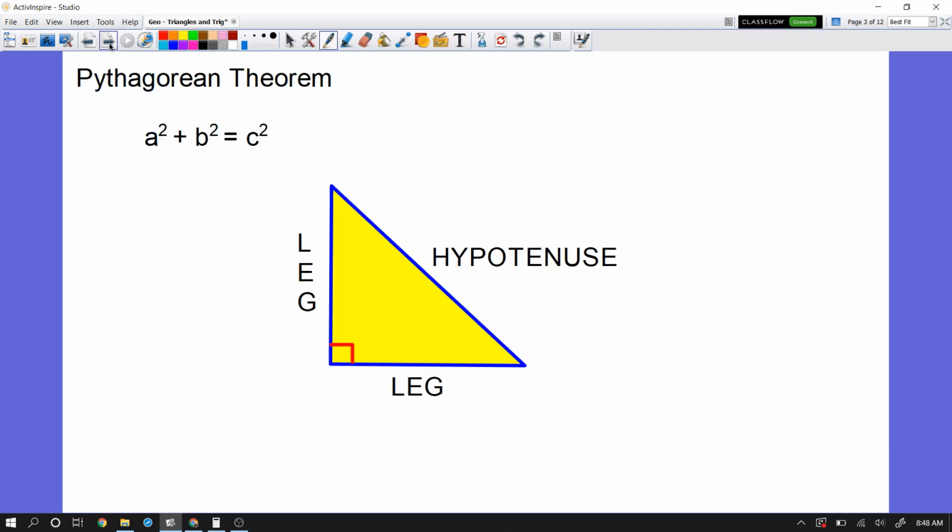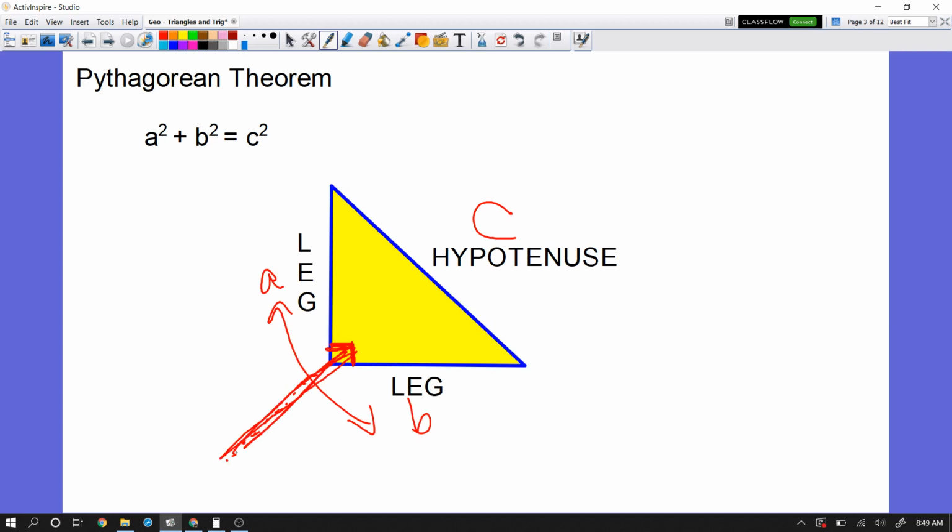Let's start with Pythagorean theorem. So we know that the legs are going to be A or B, and those are interchangeable. Just know that a leg is going to be A or it's going to be B. C is always going to be the hypotenuse. That's going to be opposite of your right angle. If you draw a little line through the corner of the right angle, you can see an arrow. The arrow will point to the hypotenuse every single time.